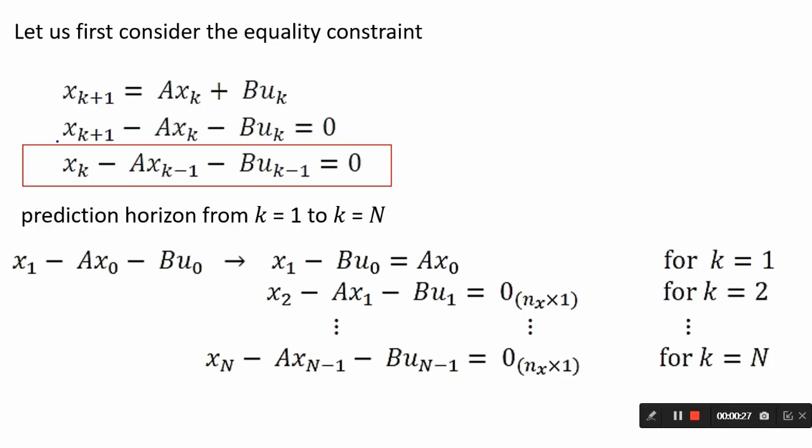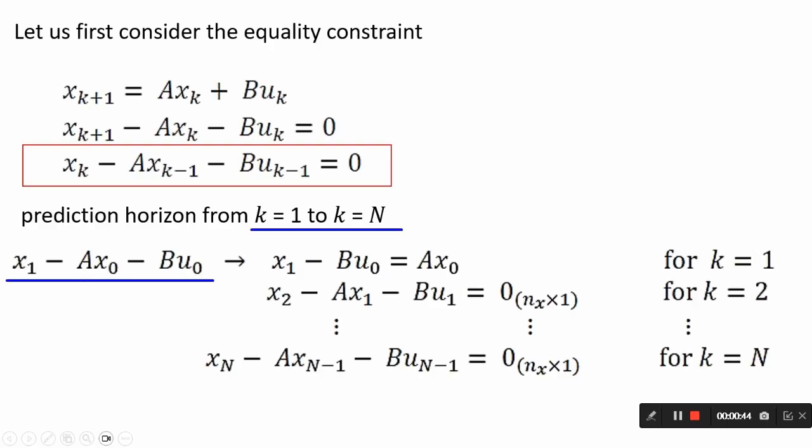And when we replace k plus 1 with k, then we'll get the following equation. Now this is the constraint in the process, and this constraint has to be fulfilled for each discrete time step starting from k equals 1 to k equals n. This constraint has to be satisfied throughout the prediction horizon, from k equals 1 to k equals n time steps. So for k equals 1 we have this expression.